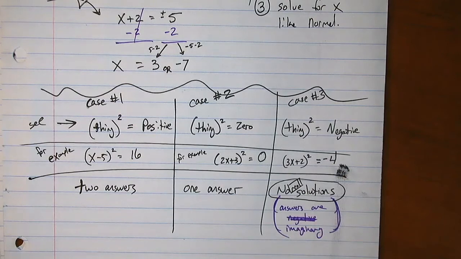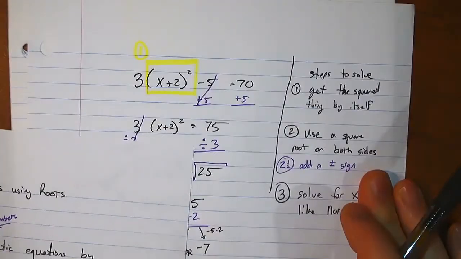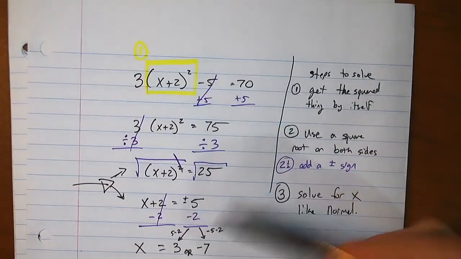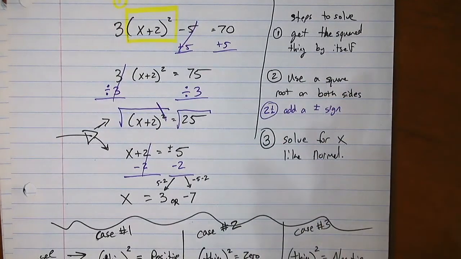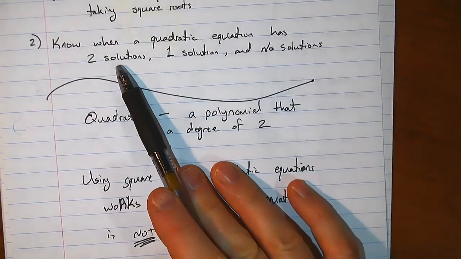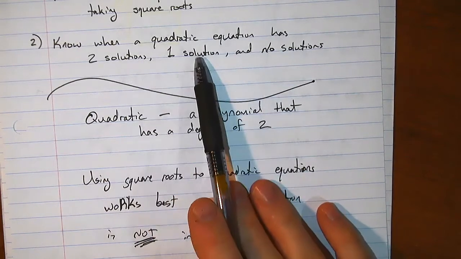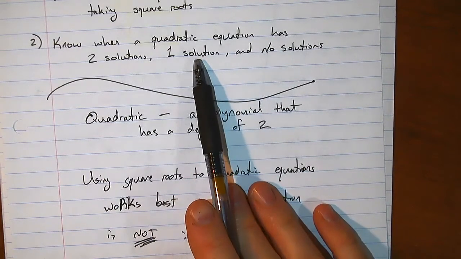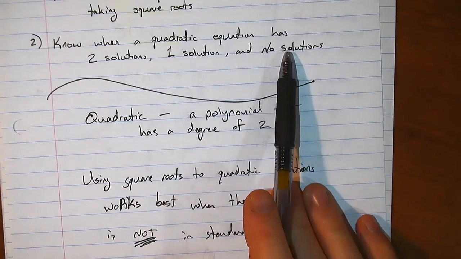Okay, so that takes care of all of our learning objectives. We've gone through a procedure for how to solve. There was our procedure right here. We even did an example. Like I said, if you want more examples, watch the next video. There'll be plenty of examples there. And we've looked at the 3 different scenarios. What causes 2 solutions? It's when your squared thing equals a positive number. What causes 1 solution? It's when your squared thing equals 0. And what causes no solutions? It's when your squared thing equals a negative number.